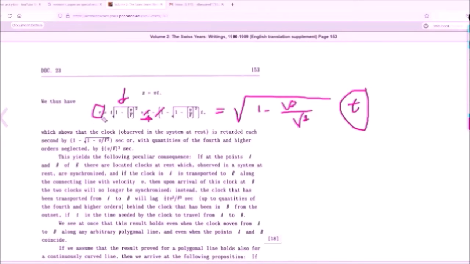That's the time of the moving frame compared to the time at rest. Because this amount is less than 1, the time at the moving frame will shrink, which shows that the clock observed in the system at rest is retarded each second by 1 minus that square root, or, with quantities of the fourth and higher order neglected, by half, because you bring that half down, v square over capital V square seconds.